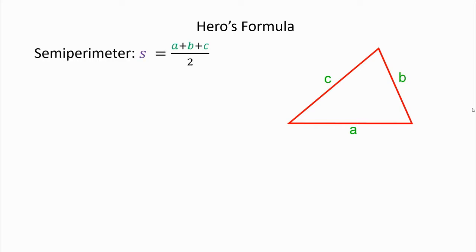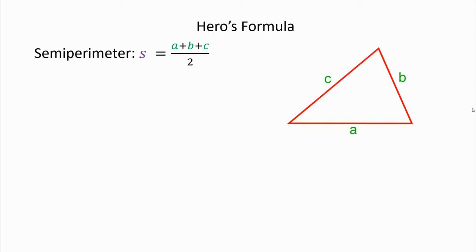We're going to start with Hero's formula. This formula is for finding the area of triangles when you don't know the height. So when given a triangle like so, what you need to do first is to find the semi-perimeter. And the semi-perimeter is exactly what the word says. It's half of the perimeter. Okay, so the formula for the semi-perimeter is adding up all the sides, so the sum of all the sides divided by 2. Okay, so half of the perimeter.